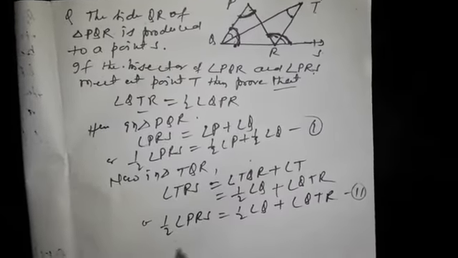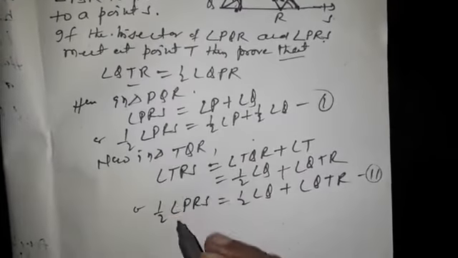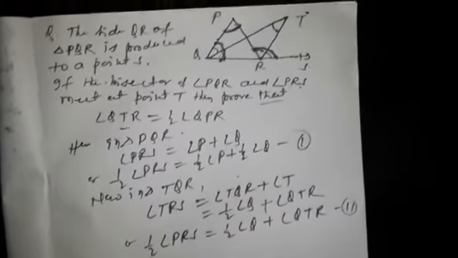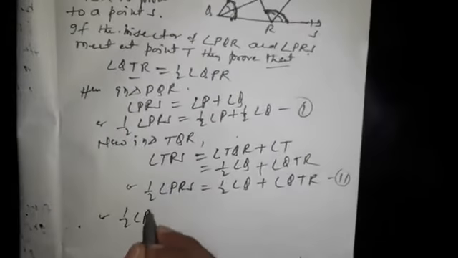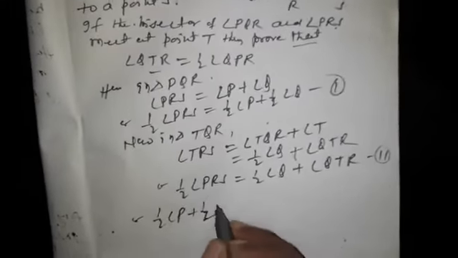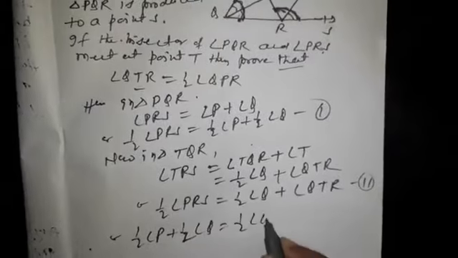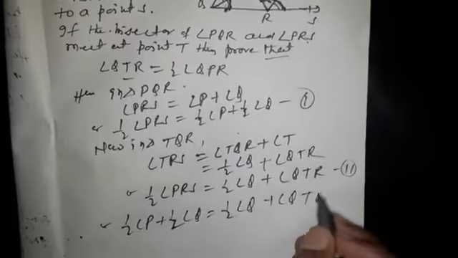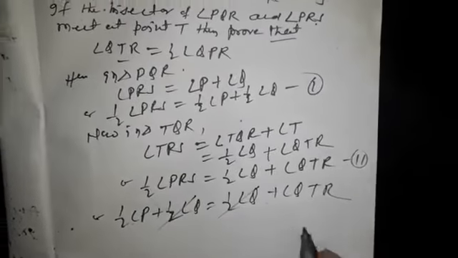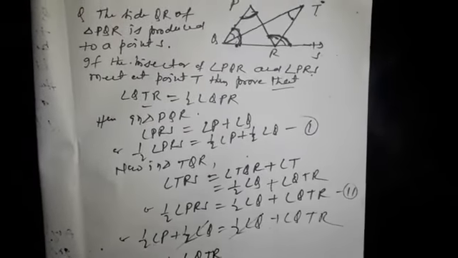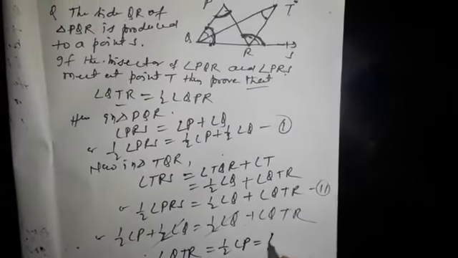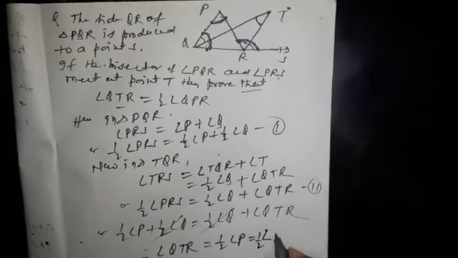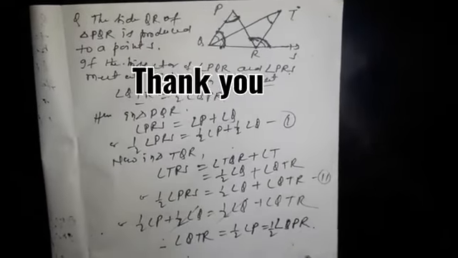From first and second, LHS parts are equal, so obviously RHS parts are also equal: half of angle P plus half of angle Q is equal to half of angle Q plus angle QTR. It means half of Q is cancelled. Therefore angle QTR is equal to half of angle P, means half of angle QPR. Thank you.